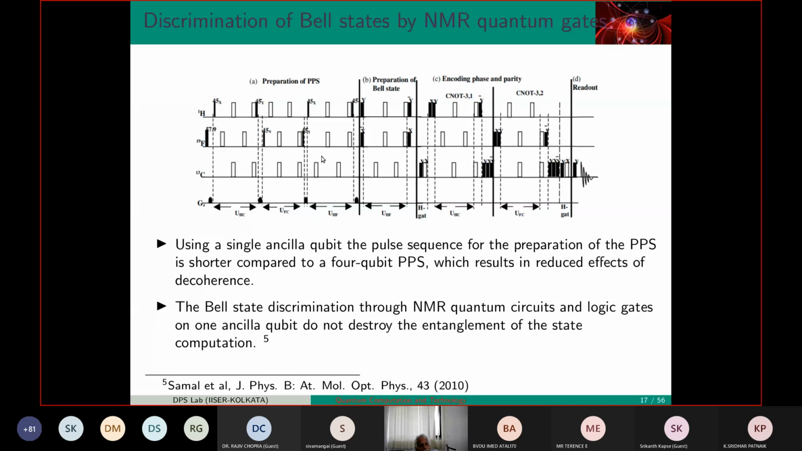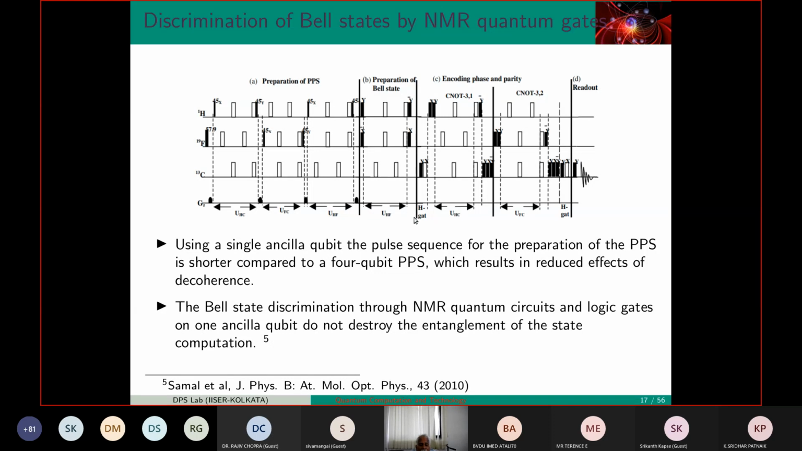So you start with your state, do some operation to create the Bell state, then encode your phase and parity, then finally read it. And this is the answer. This reading is done, this is NMR's way of showing a measurement. Once measurement is done, you get the output. Control 3 1, 3 is controlling 1. Control 3 2, 3 is controlling 2. Here the control gets done.